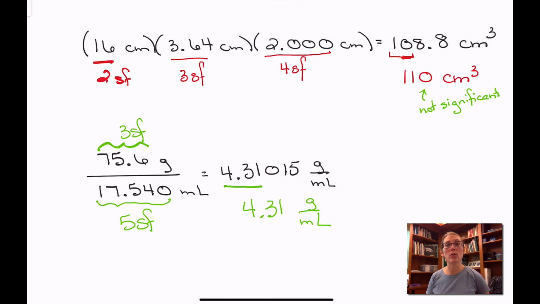And so when you're doing significant figures with multiplication and division, and you'll use this so much this year, count how many significant figures you have in your measurements, find the one that's the smallest, and then round to that same number of significant figures in your final answer. Don't worry, we'll do lots of practice.